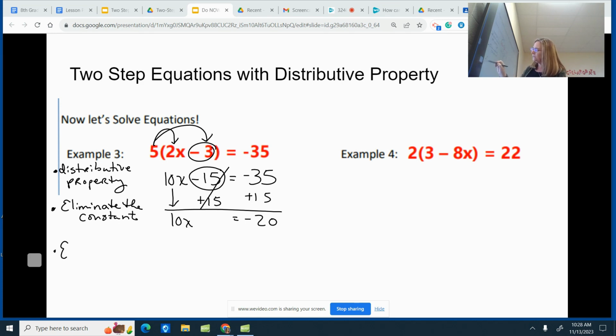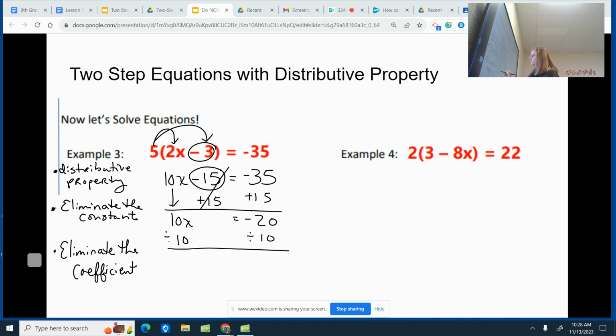And my final step is to eliminate the coefficient. The coefficient is the term that has a variable with it, so I'm going to eliminate the coefficient by doing the opposite. 10x means 10 times x, so the opposite is to divide both sides of the equal sign by 10. 10x divided by 10 is just x, or 1x.